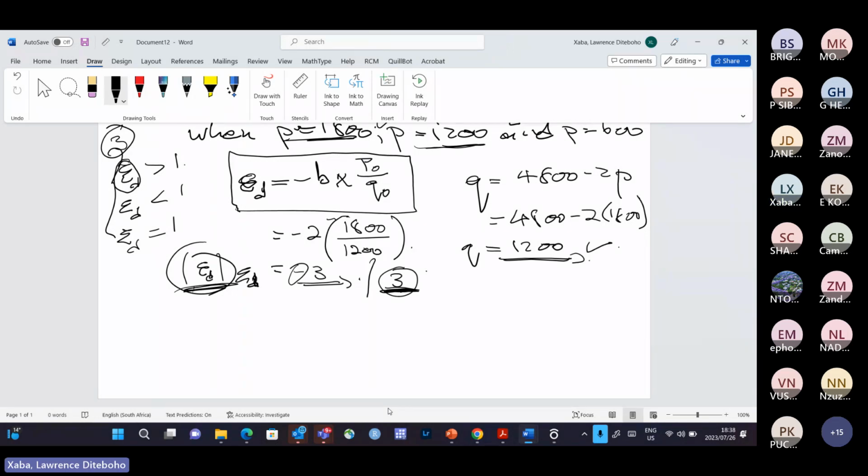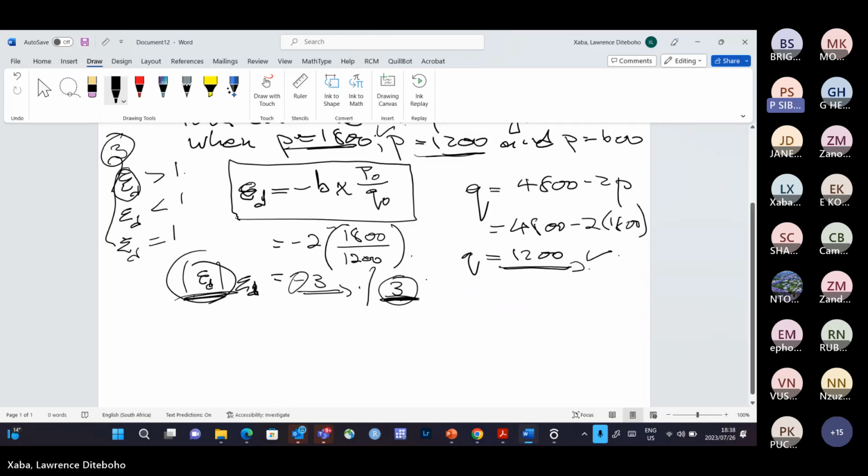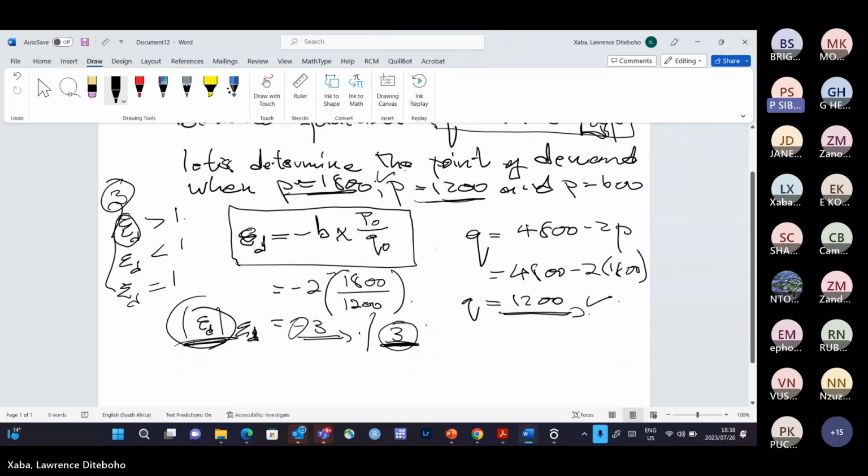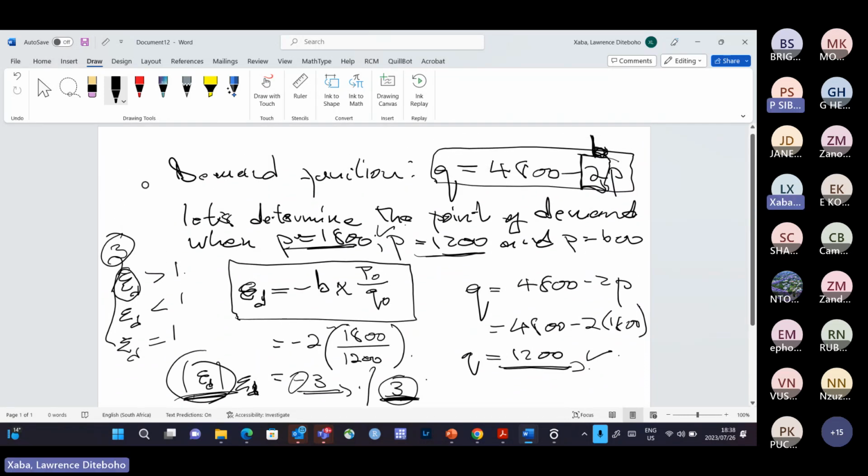My brother. Okay, Doc. From our elasticity of demand equation, we have a negative B there. However, our slope at the top there is also negative. Do those signs not cancel each other out? Which negative? From the demand function slope, which is 4,800 minus 2p, which means my slope is negative 2, right? Yes.